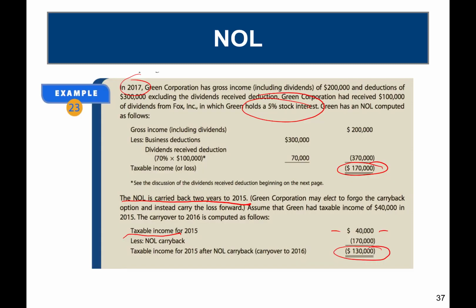Was right here. Notice that Green Corporation may elect to forego the carry back option and just simply carry the loss forward. So I guess if they figure they're going to have different tax rates that are going to be maybe a little more stringent in the future, they could carry it forward, I guess.